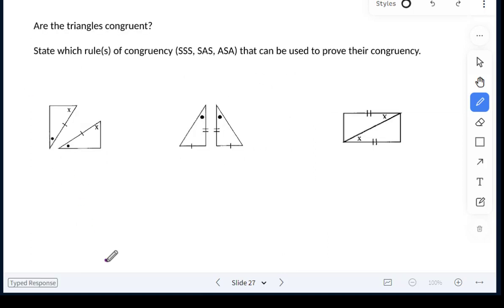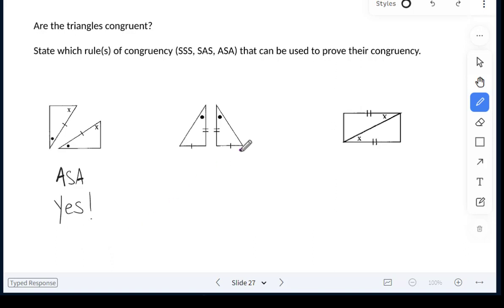So we have three pairs of triangles that we're looking at here, and we have to determine, are the triangles congruent? So if we look at our first one here, we have angle, side, angle, and on this triangle we have angle, side, angle. So ASA. All right, so the first pair of triangles, because it's ASA, we can say that yes, they are congruent.